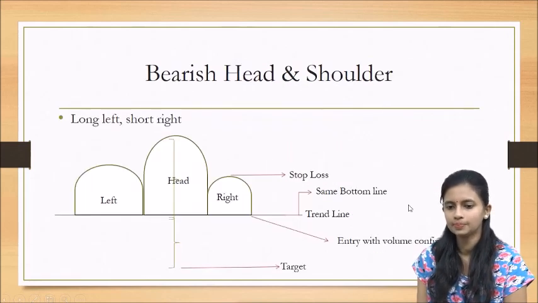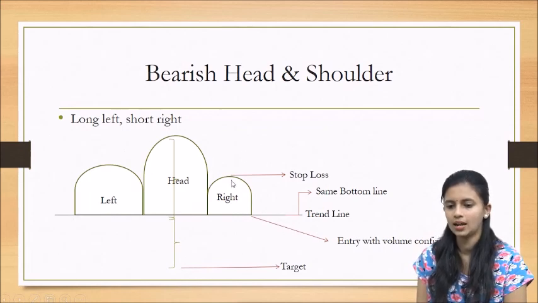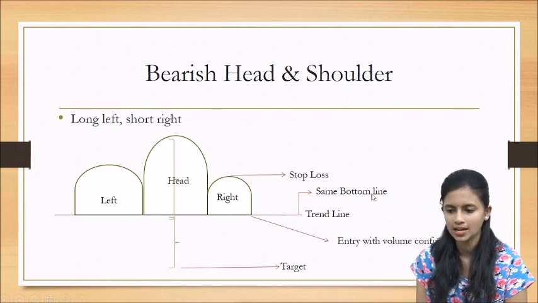So similarly, if it is a bearish head and shoulder, you can see the right side is higher than the left side and there has to be a head. Your entry will be at this point. Okay, when the trend line touches all these points, at this point will be your entry with volume confirmation. This will be the stop loss, that is the high of this right shoulder, and this size, the head size, will be the target if you are a non-price action trader.